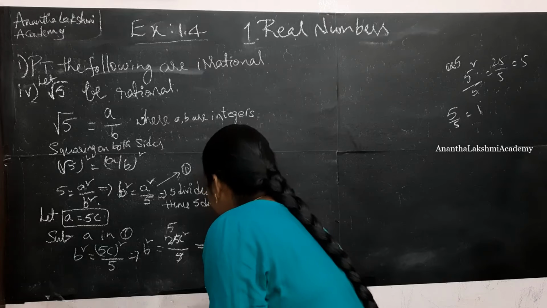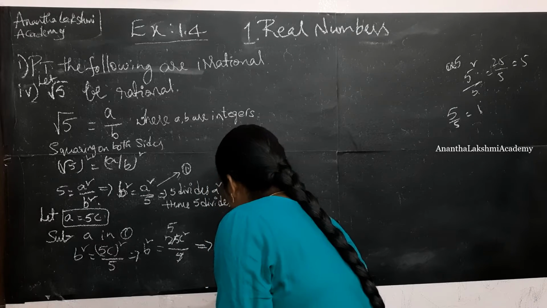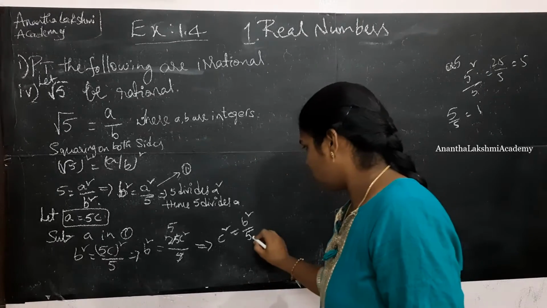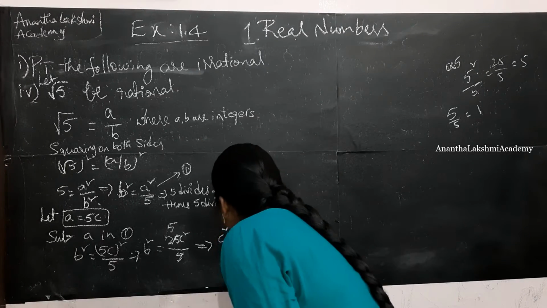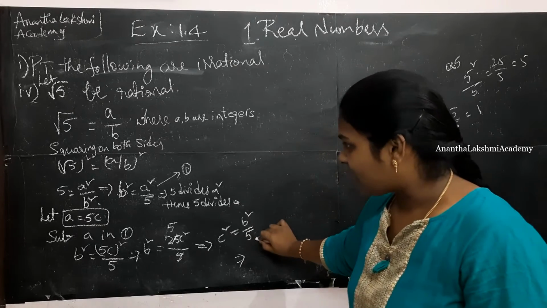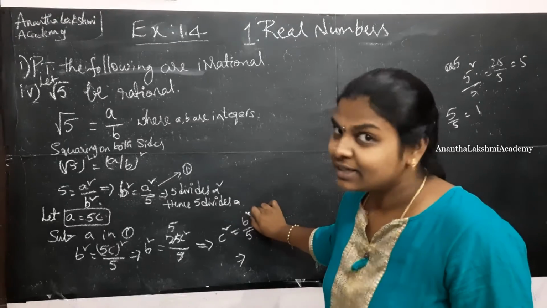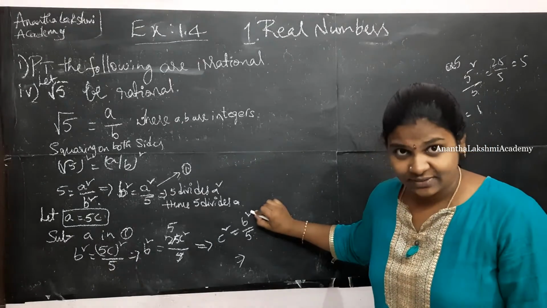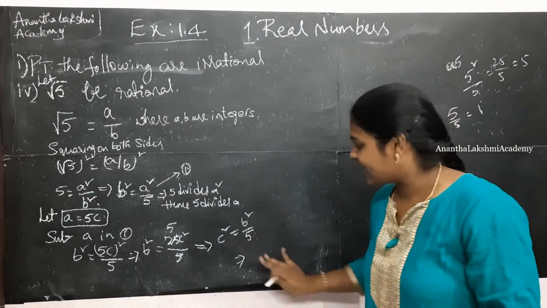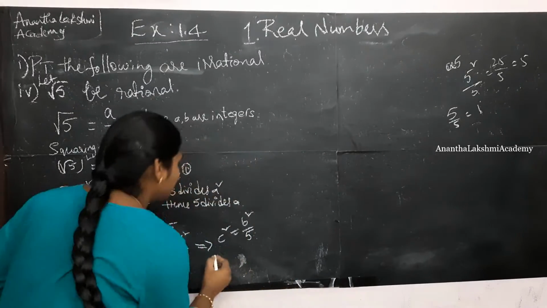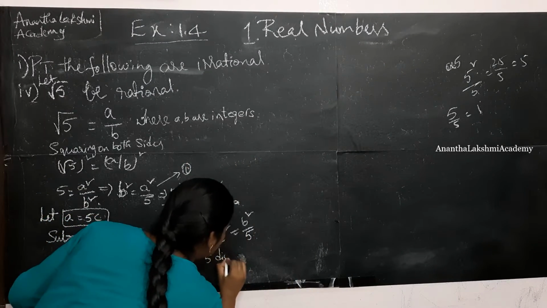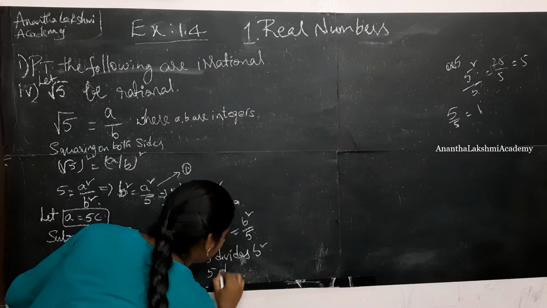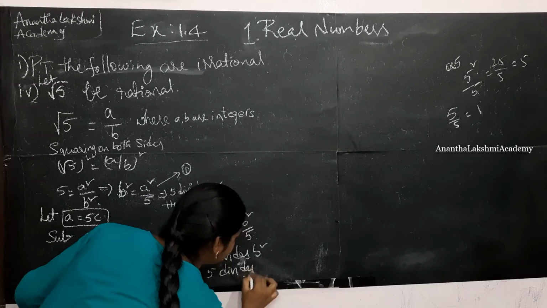Now what is c square? c square is equal to b square by 5, isn't it? So what is happening here again? 5 divides b square. What can I make from the theorem which we have learned? Now 5 divides b square, hence 5 divides b. So let me write it.